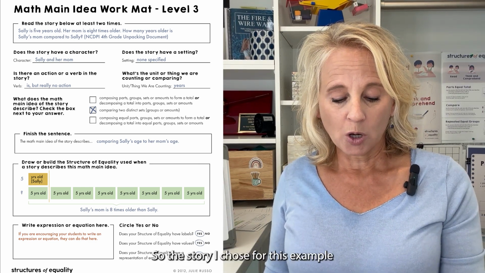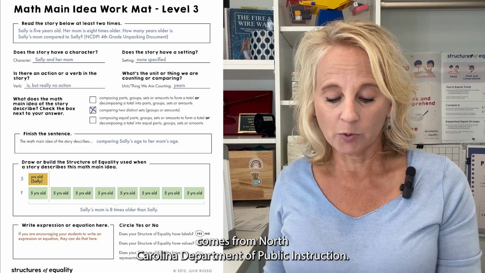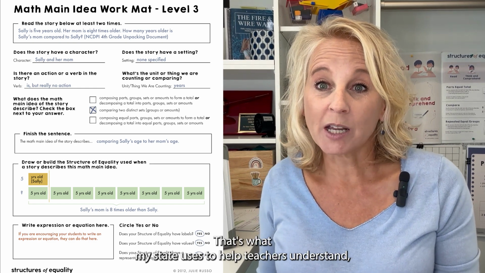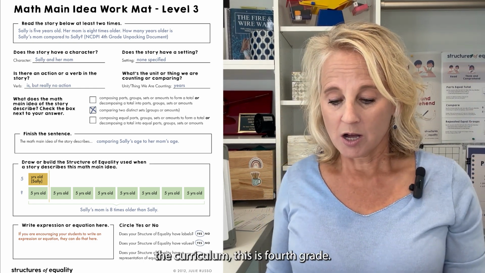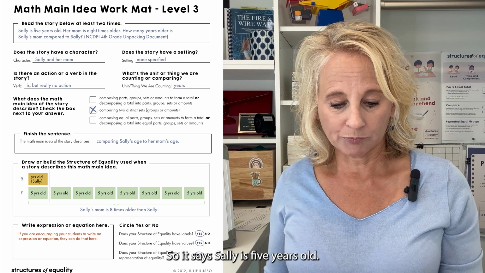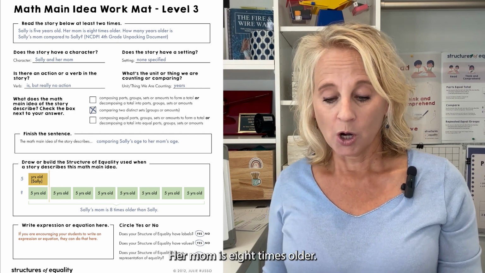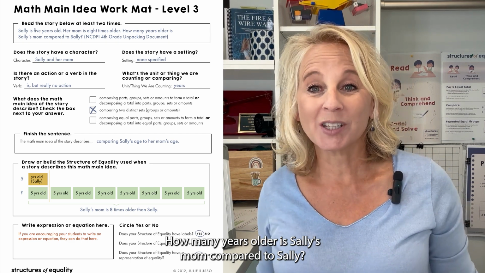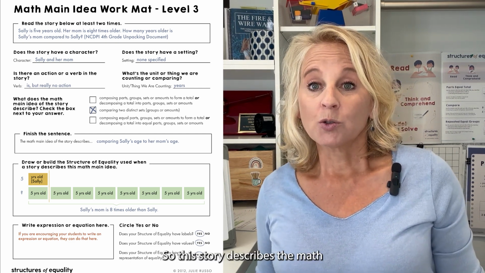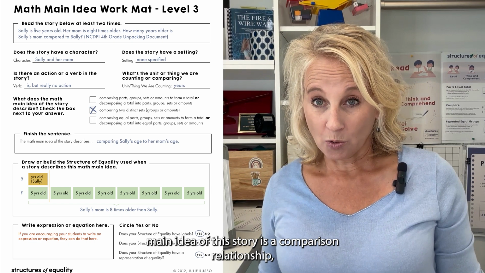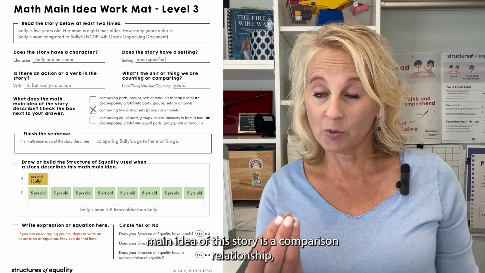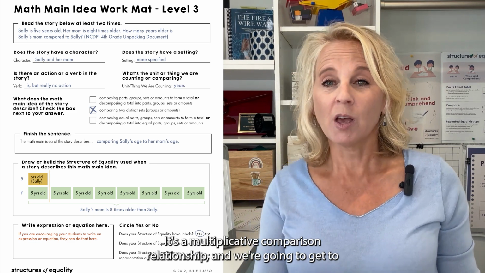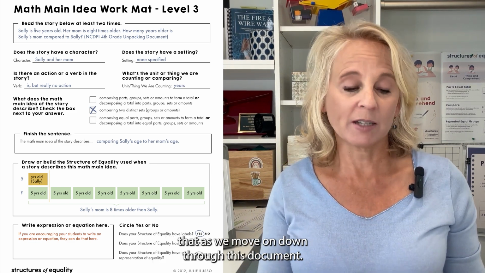So the story I chose for this example comes from North Carolina Department of Public Instruction. It's called an unpacking document. That's what my state uses to help teachers understand the curriculum. This is 4th grade. So it says Sally is 5 years old. Her mom is 8 times older. How many years older is Sally's mom compared to Sally? So the math main idea of this story is a comparison relationship, but it's a special comparison. It's a multiplicative comparison relationship. And we're going to get to that as we move on down through this document.